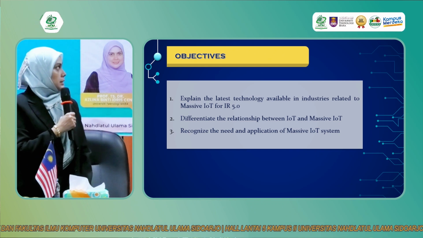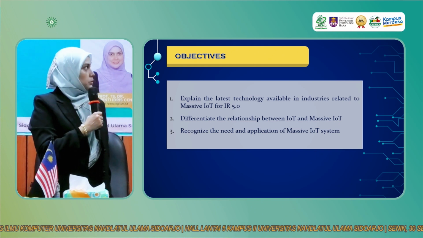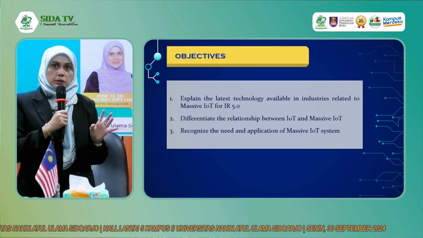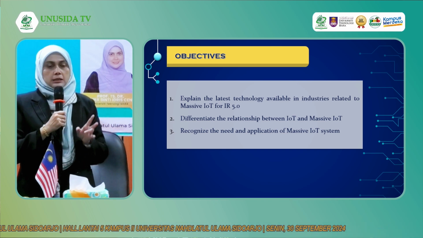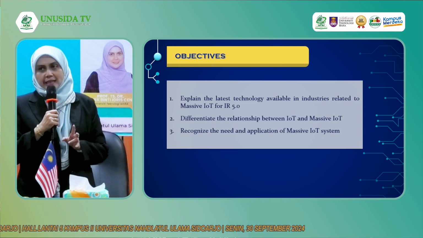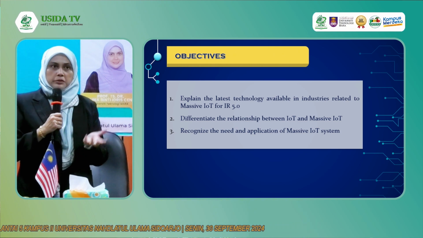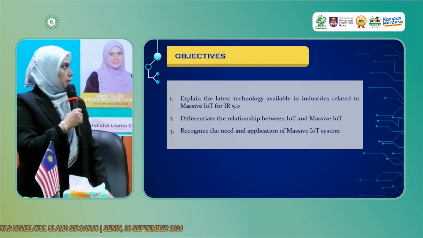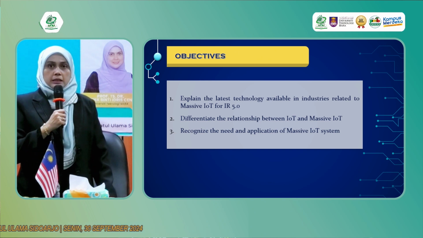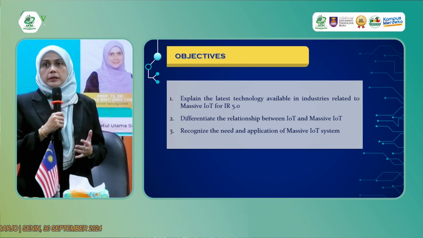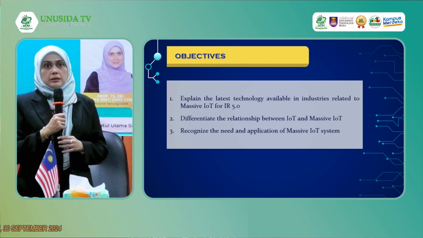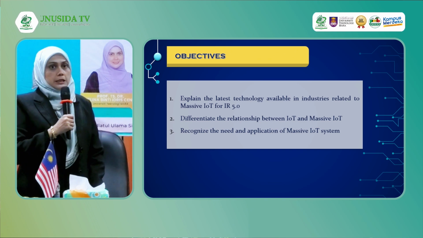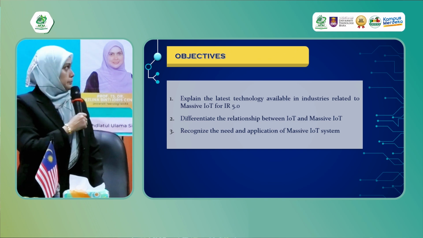The second one is to differentiate the relationship between IoT and massive Internet of Things. What is the difference between Internet of Things and massive Internet of Things? You need to understand IoT first, and then you can differentiate between IoT and massive IoT. These topics are currently quite popular among researchers. The third one is to recognize the need and application of massive Internet of Things systems.